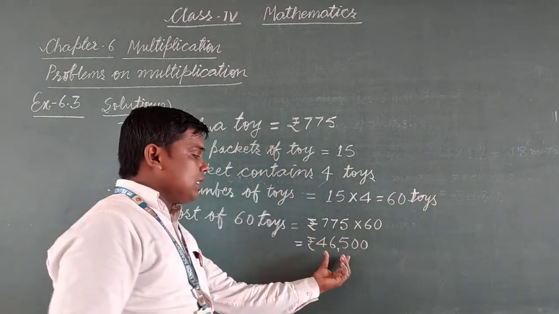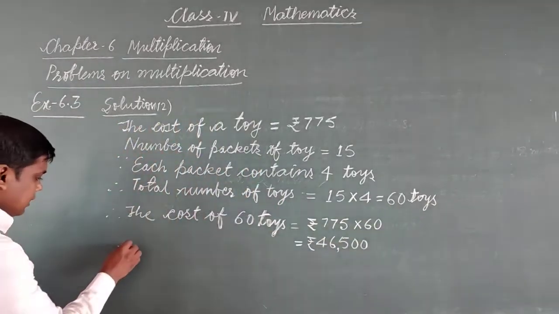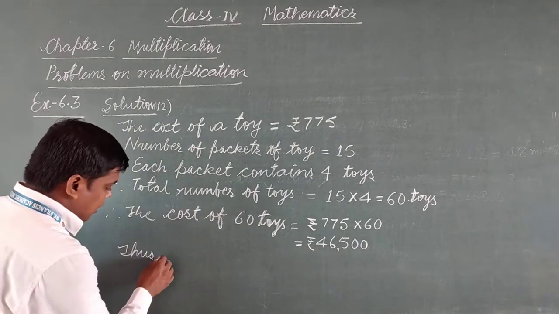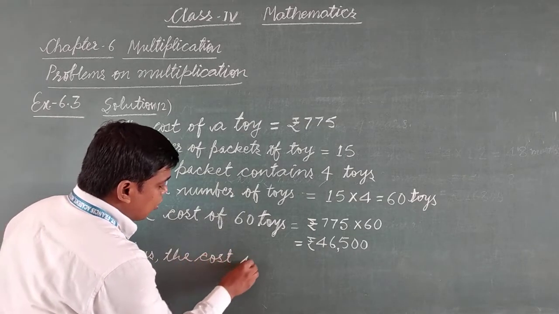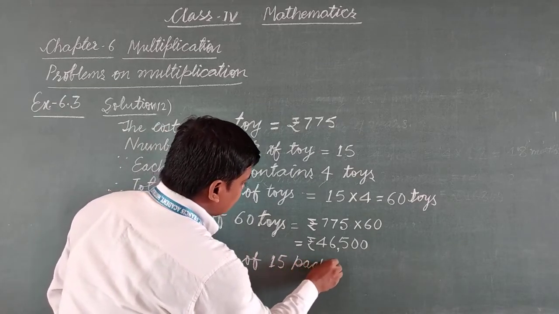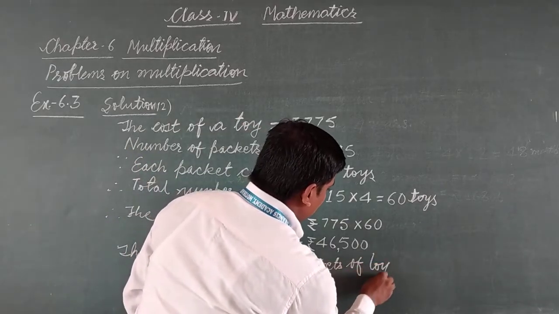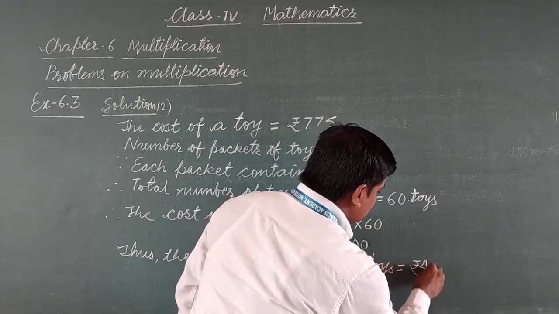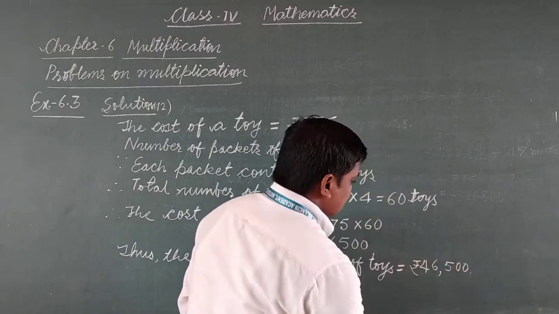46,500. So this is the cost of 60 toys. So you can write, thus, the cost of 15 packets of toy is equal to rupees 46,500. This is the answer.